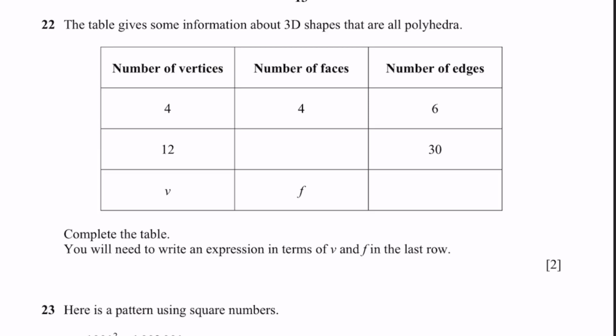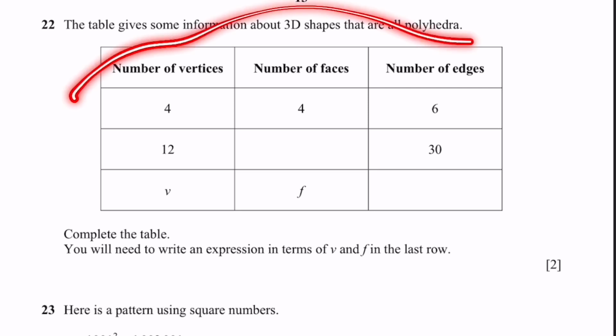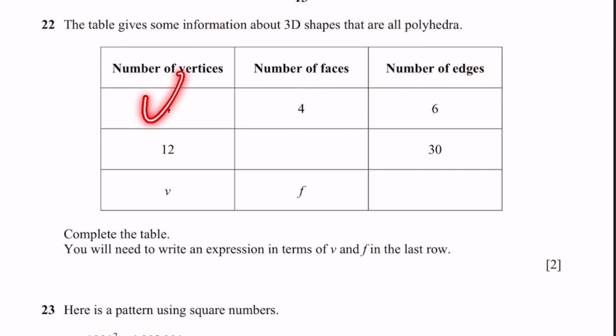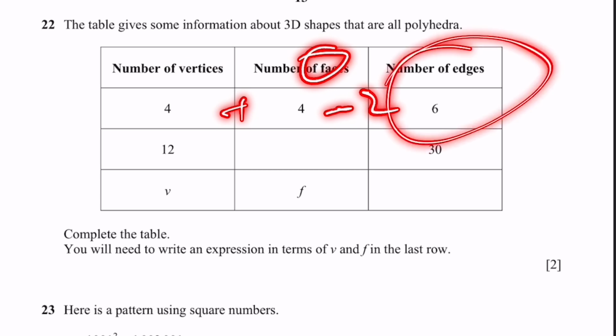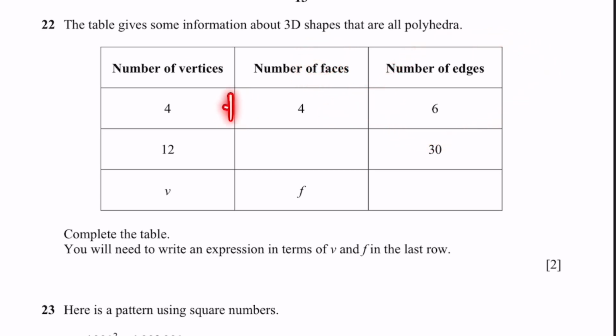Question 22. The table gives some information about 3D shapes that are all polyhedra. Complete the table. You will need to write an expression in terms of v and f in the last row. Number of vertices, number of faces, number of edges is given. 4, 4, 6. Whatever polyhedron you take, there's a rule. Number of vertices plus number of faces, minus 2 is the number of edges. That's what you have. 4 plus 4 minus 2 is 6.